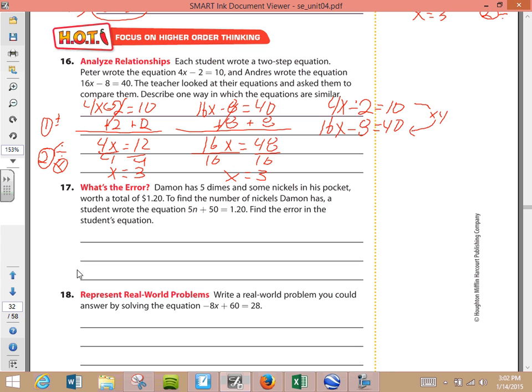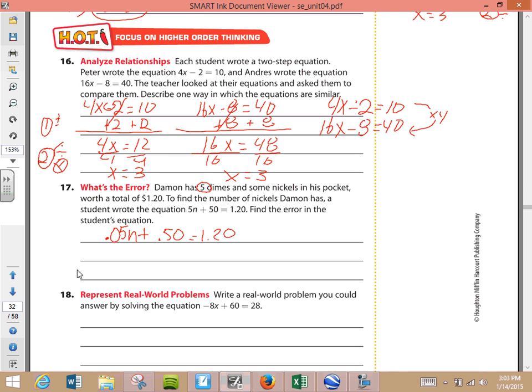That's $1.20, right? Then this is $50. That's not it. We only have 5 dimes. What is 5 dimes total? 50 cents, right? So it should be 1.20 and it's 50 cents, not $50. And then that 5n is for the nickels, right? They said 5 times the number of nickels, but it's not $5, it's 0.05, right?